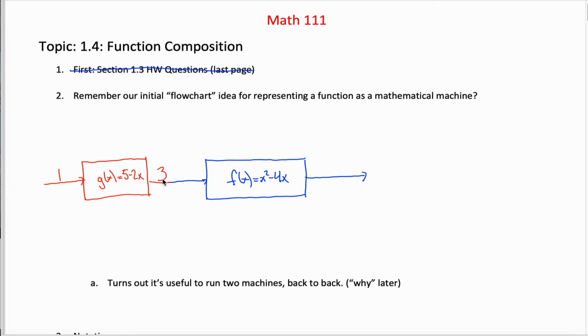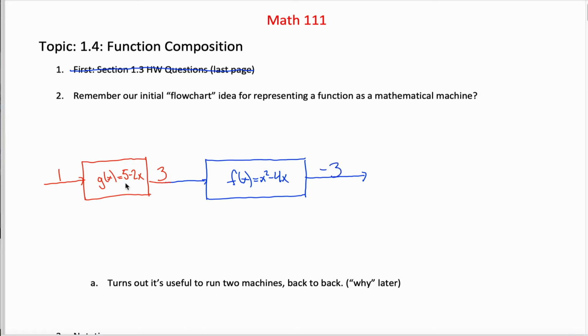But that's not the output for the entire machine, that's just the output for this part of the giant machine. 3 comes out, but we're not done at this point. This 3 is on a conveyor belt that feeds directly into this next function, f of x. And since what f of x does is it squares the input and then subtracts 4 times the input, what would come out of this part of the machine would be 3 squared minus 4 times 3. So 9 minus 12. What would come out would be negative 3.